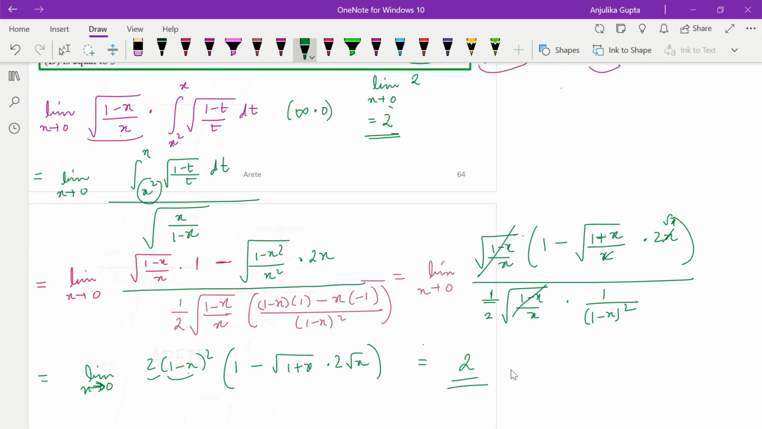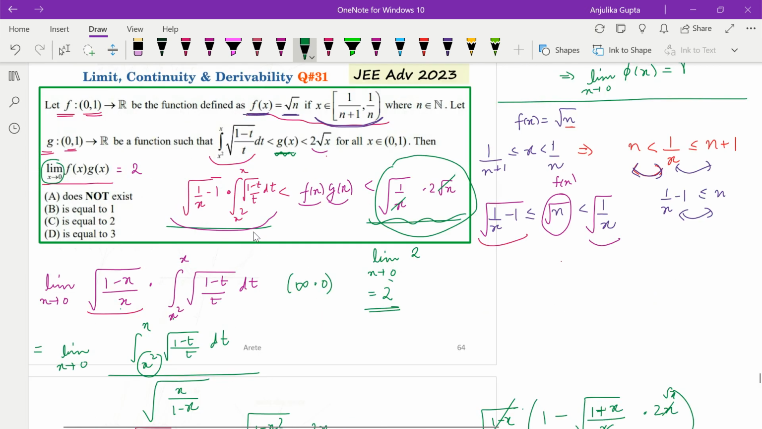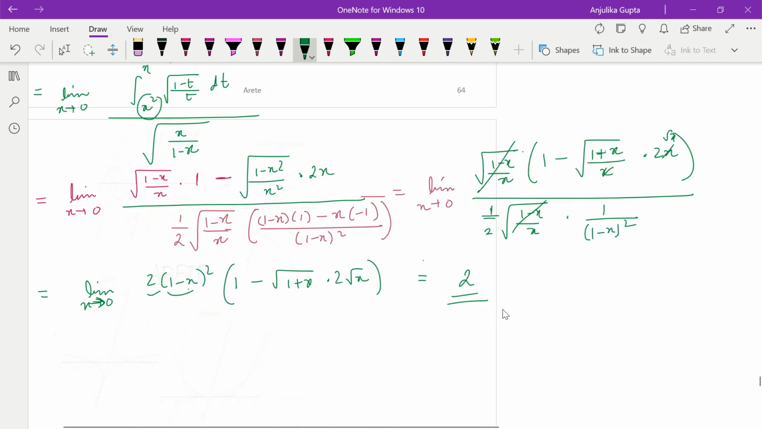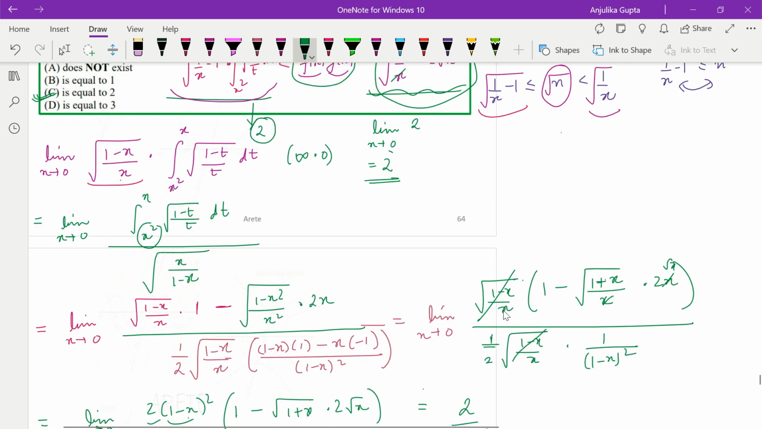So you are done, right? Sandwich theorem. Even this goes to 2. The limit as x goes to 0, even this goes to 2. That means the limit as x goes to 0 of f of x g of x is 2, and that is your answer. C. The question was not difficult. Finding the limit using L'Hopital's rule is a very simple thing to do. I will see you with another question soon.